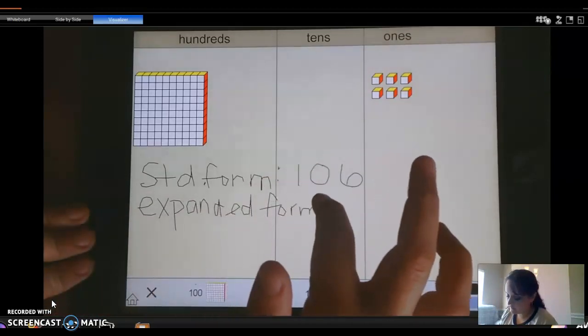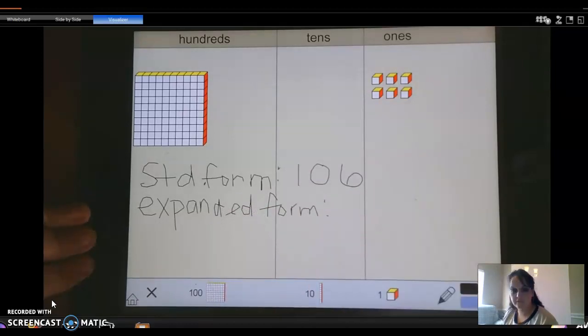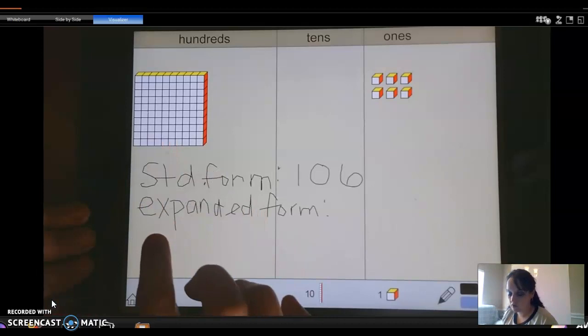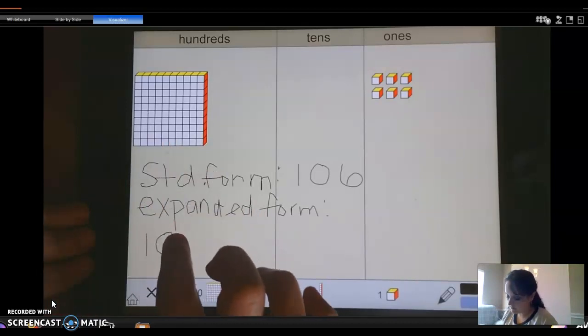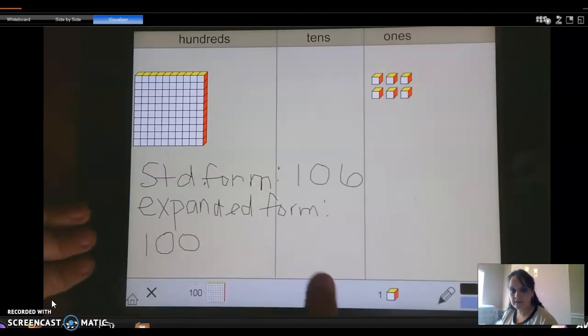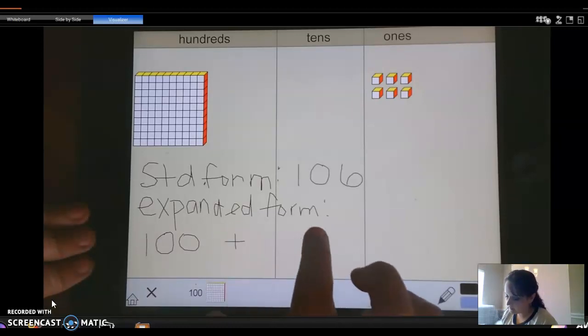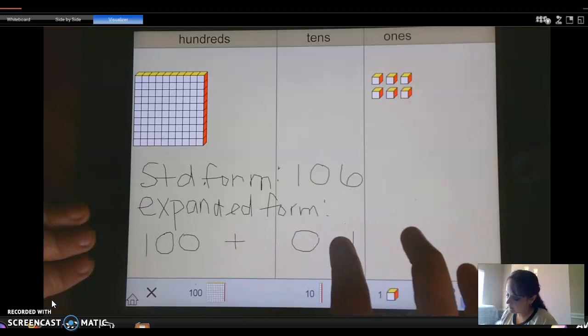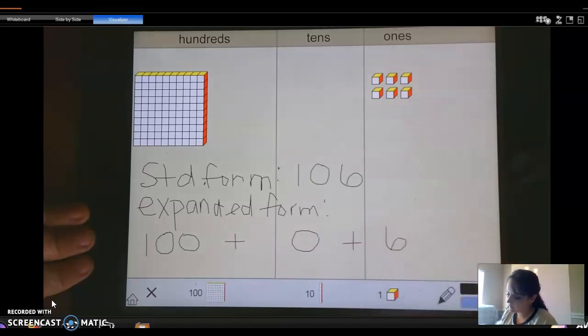Now expanded form, let's see if you can remember how to do it. We're going to take the value of each place value. So if I have a 100 block here, it's worth 100. I have nothing in my tens place, so it's worth 0. And I have 6 ones in my ones place, so it's worth 6. So in expanded form, it's 100 plus 0 plus 6.